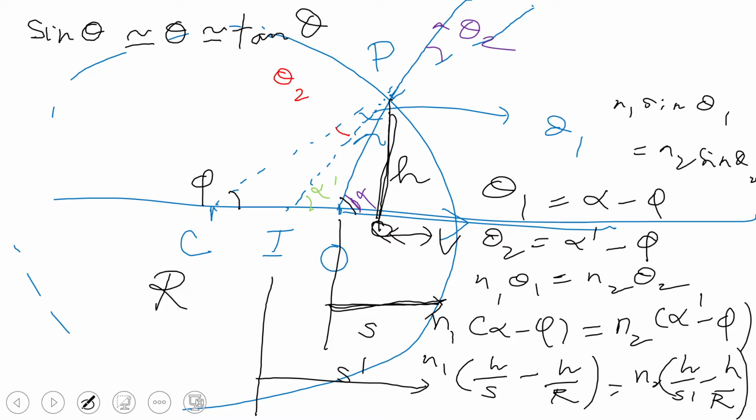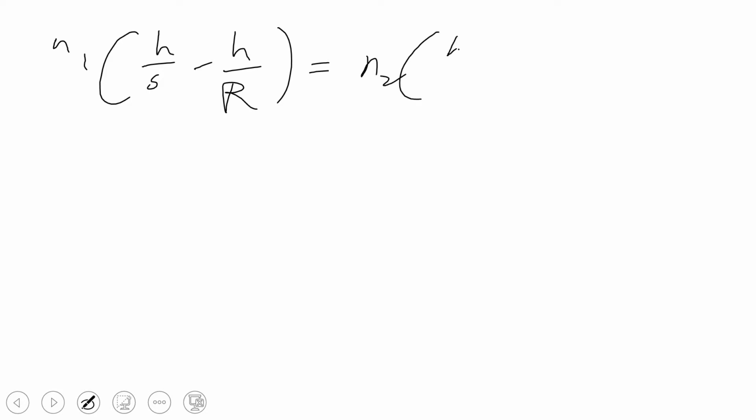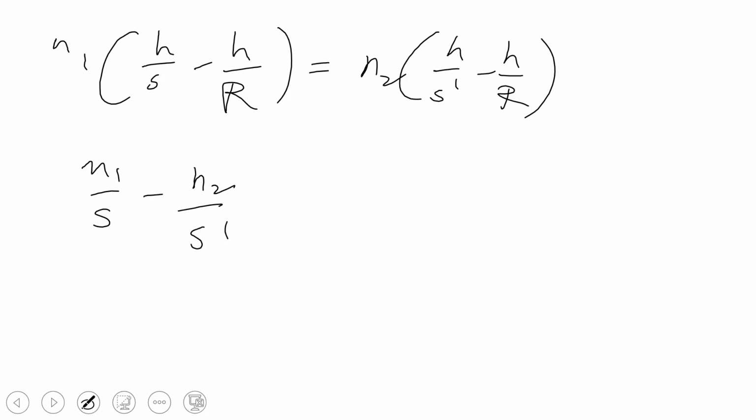Now if you reshuffle this equation, we had n1 times h over s minus h over R is equal to n2 times h over s prime minus h over R. If I reshuffle this, I would get n1 by s minus n2 by s prime is equal to n1 minus n2 by R.